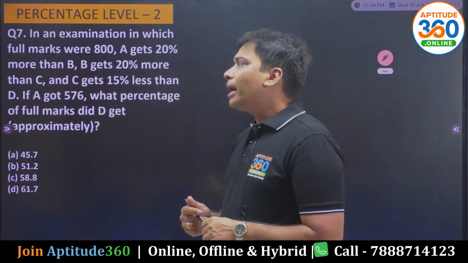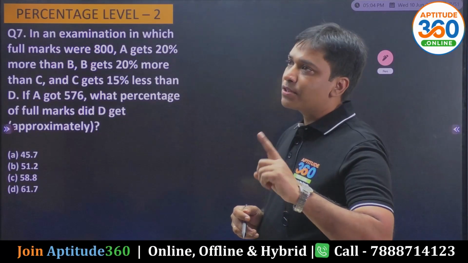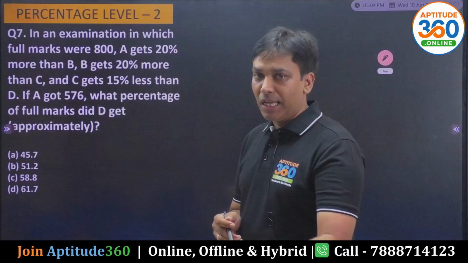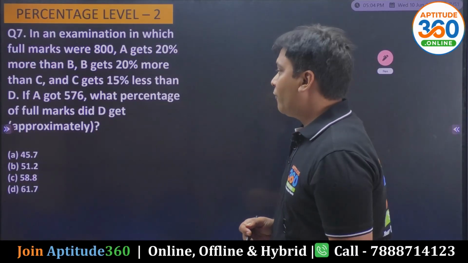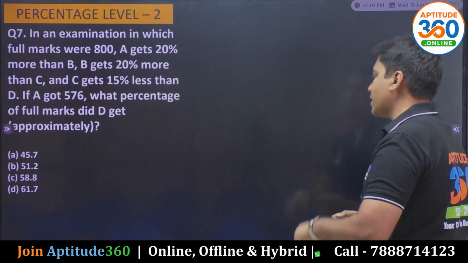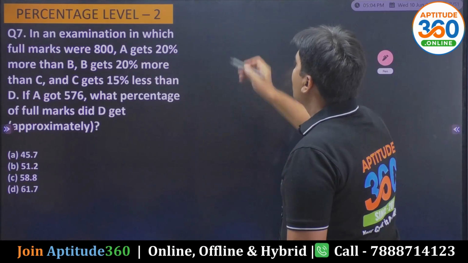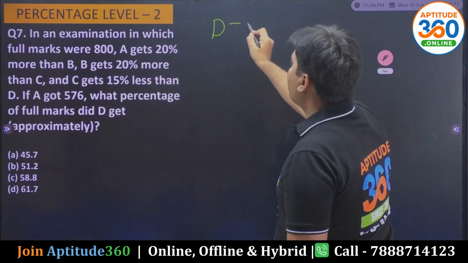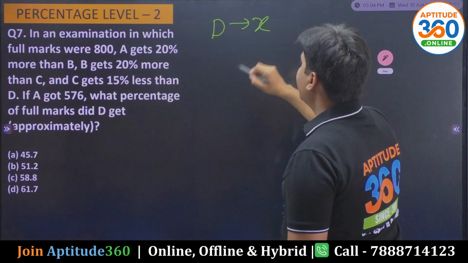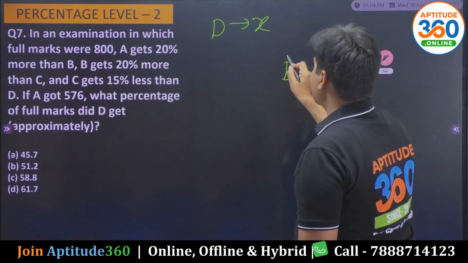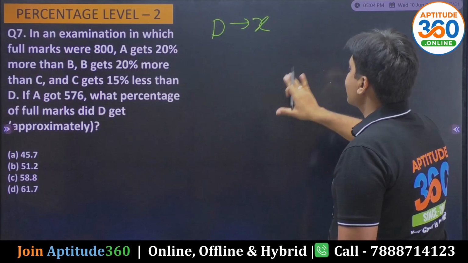Right? Let us assume that you might have studied the concept of multiplying factor. I am assuming that. If you have not seen that video, please go and watch that video. So marks obtained by D, I'm assuming as X, right? So this is what D is getting. D is getting X.